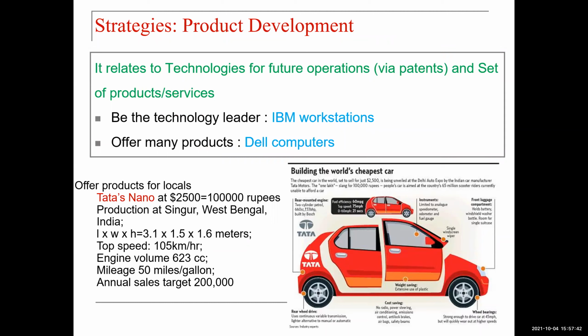In terms of strategy for product development, it relates to technologies for future operations, like, for example, the development of patents and a set of products and services. If you're not familiar, most of these big companies will have a research department. For instance, when I was working for General Motors, they assigned me to the research component of the business.